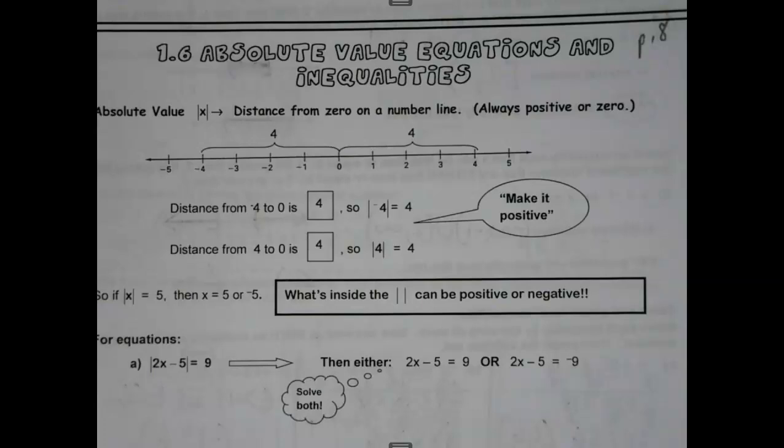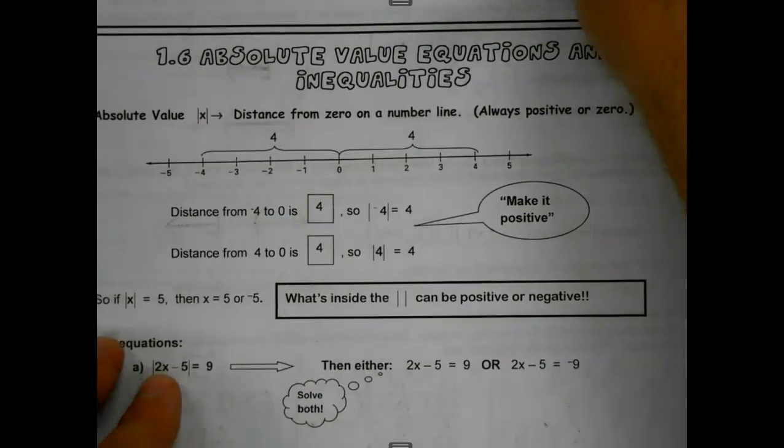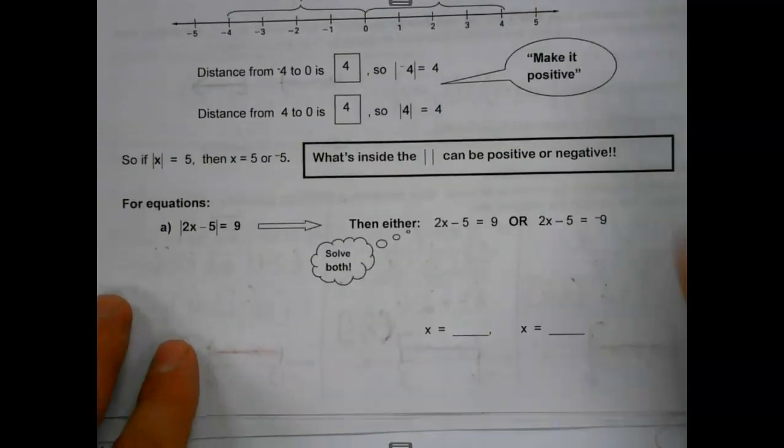But what's inside the absolute value can be positive or negative. The absolute value of x is 5. It can be 5, makes sense. The absolute value of negative 5 is also 5, okay? So, the numbers inside can be either. Once they come out, that's the part where they're going to be positive. And so, when we go to do equations with these, you're going to notice something right away.